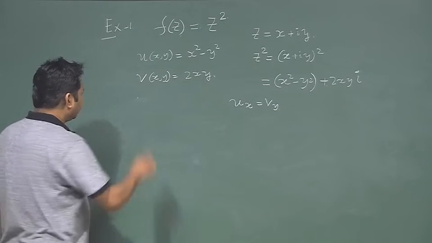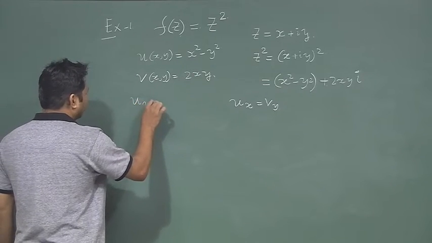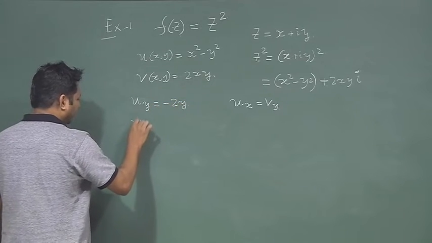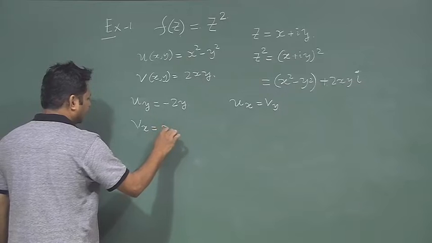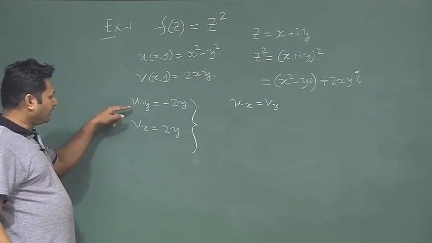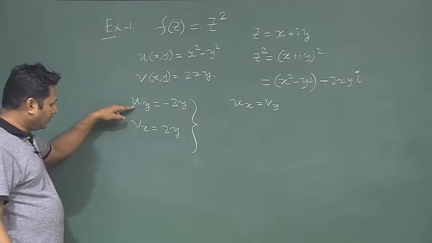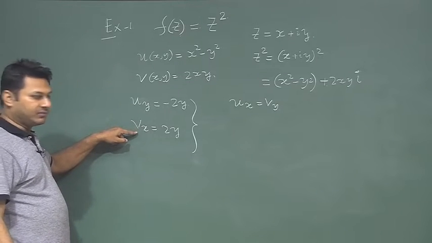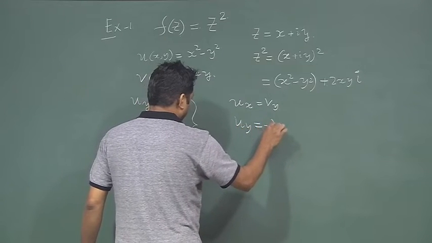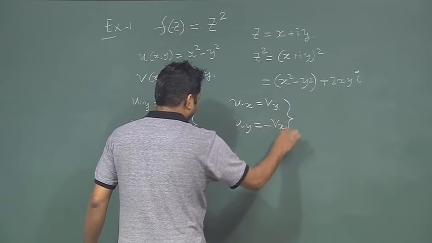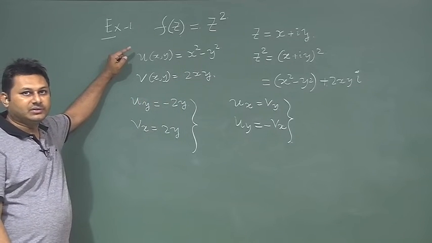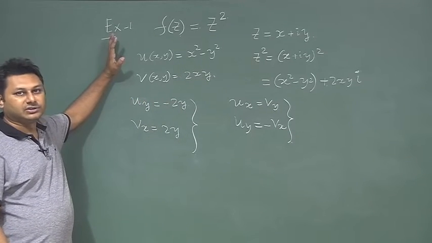Second one is uy. What is uy? Minus of 2y. What is vx? Vx is 2y. Now, again the second condition is satisfied, because the second condition says that uy should be equal to minus of vx. So, uy here is equal to minus of vx. These two conditions readily give us the idea that this function is an analytic function. Okay.